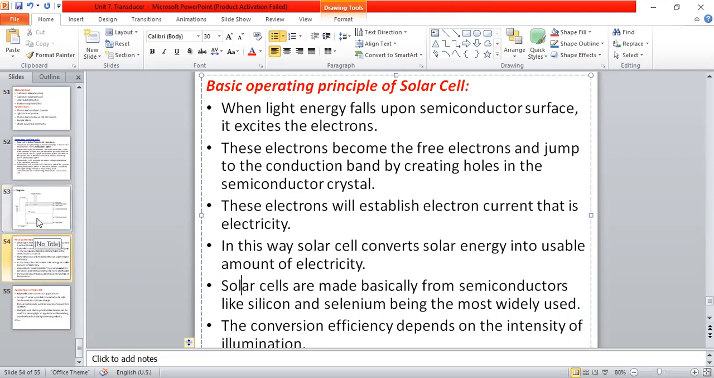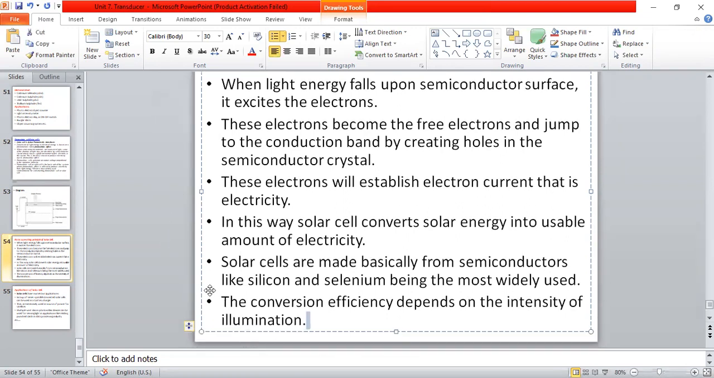But one cell cannot produce that much current, very little current. For that reason, we connect many cells in series-parallel combination. Solar cells are made basically from semiconductors like silicon and selenium, silicon being the most widely used. The conversion efficiency depends on the intensity of illumination. In the afternoon, with more light, the generation will be more. But in the night time we cannot generate.